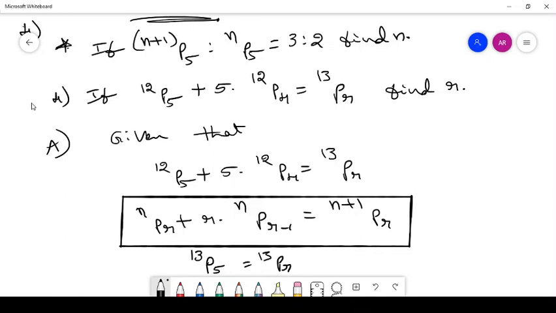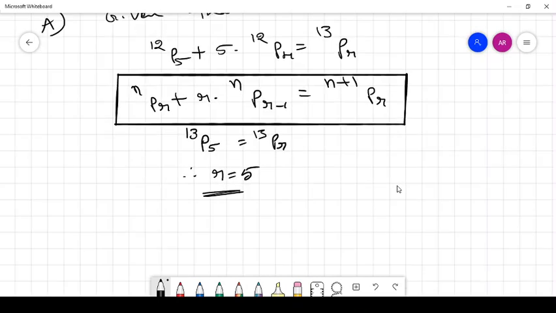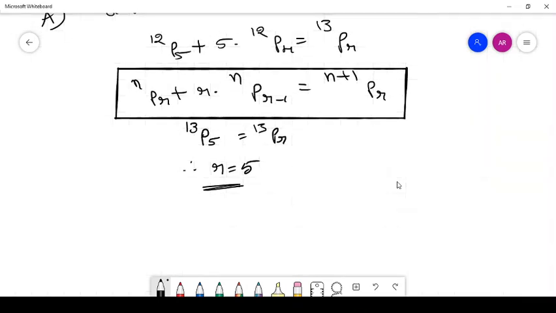So what is the value of r? 13P5 is equal to 13Pr. Therefore, comparing these two values, r is equal to 5. Simple. Just have to remember this result: nPr plus r into nPr-1 is equal to (n+1)Pr. By using this result, you can get the answer. 12 plus 1 is 13, 13P5 is equal to 13Pr. Comparing on both sides, r is equal to 5.